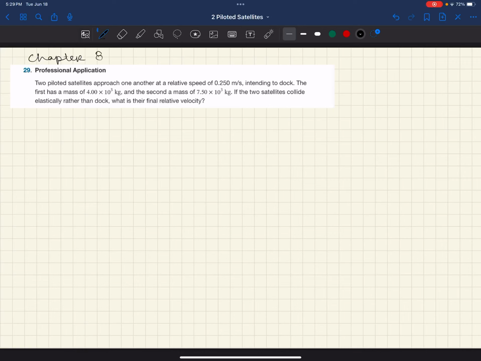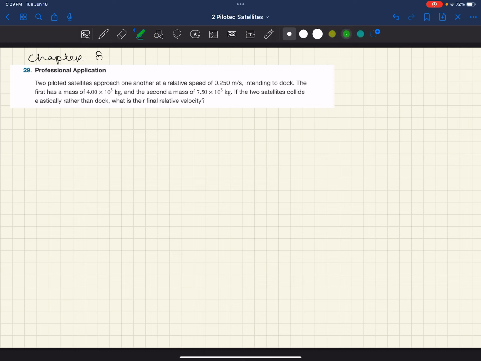This is problem number 29 from chapter 8. It is about two piloted satellites approaching one another, and these satellites are colliding elastically. So let's first take a look at the information we have been given.